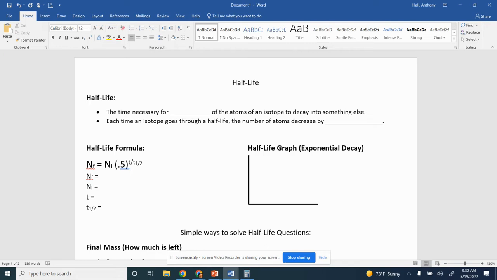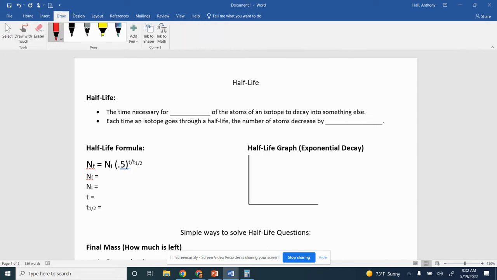So, first, let's go back to what we talked about yesterday and half life. Let's see if we can fill in these notes right here. Half life is the time necessary for blank of the atoms of an isotope to decay into something else. What do you think would go into that blank? Half, hence the name, right? So we're going to write half right here. So half life is an amount of time, it's a measurement of time, and it's the time needed for half of the atoms of an isotope to decay.